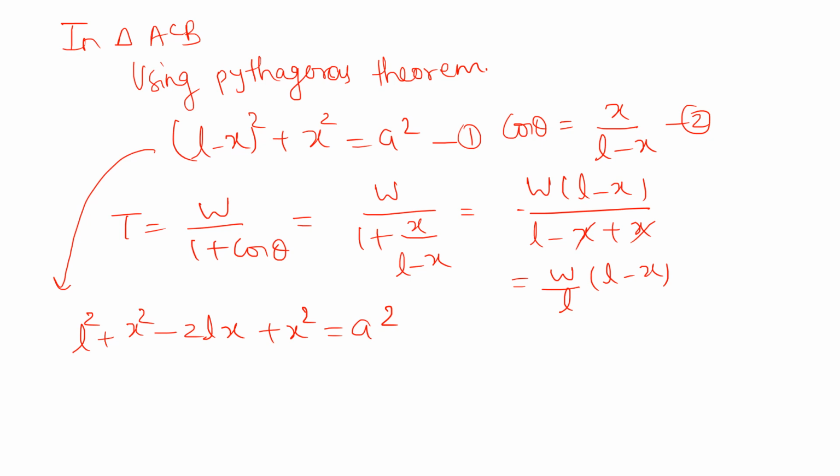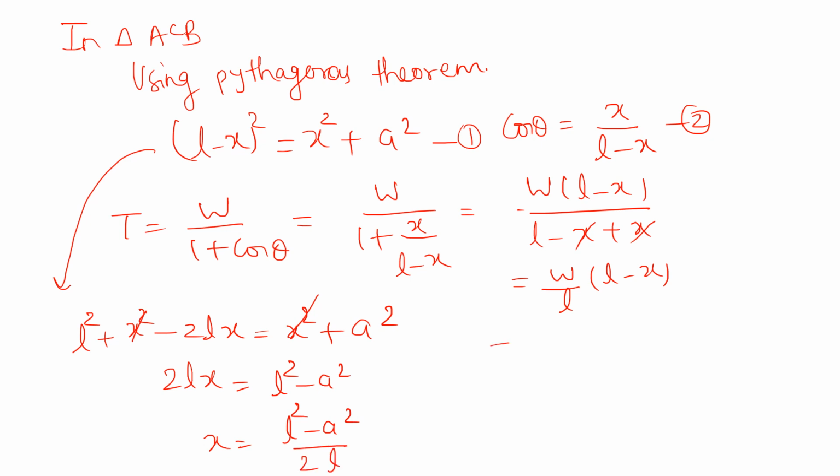I think I have made a mistake. That is hypotenuse square is equal to x square plus a square. So x square and x square cancel out, and here you get 2lx equal to L square minus a square. So x is equal to L square minus a square upon 2l.